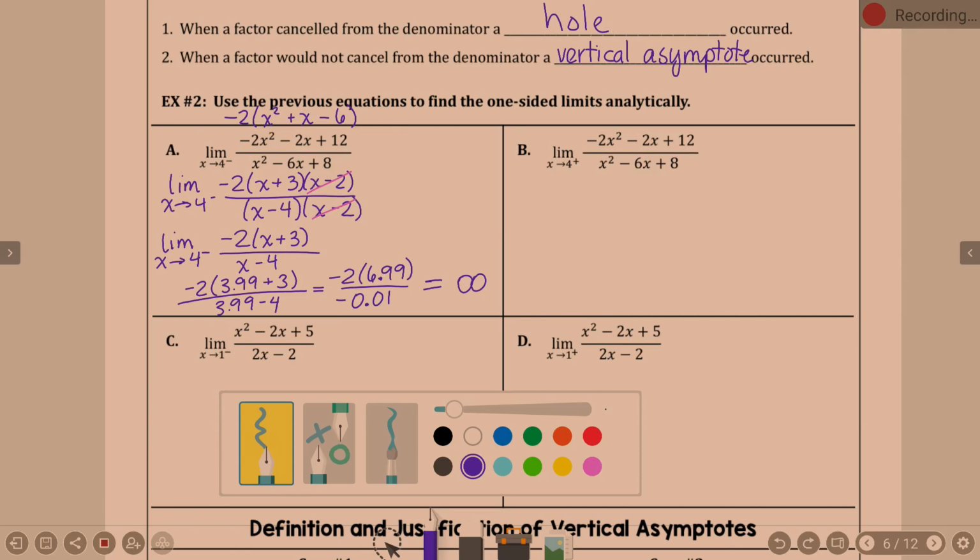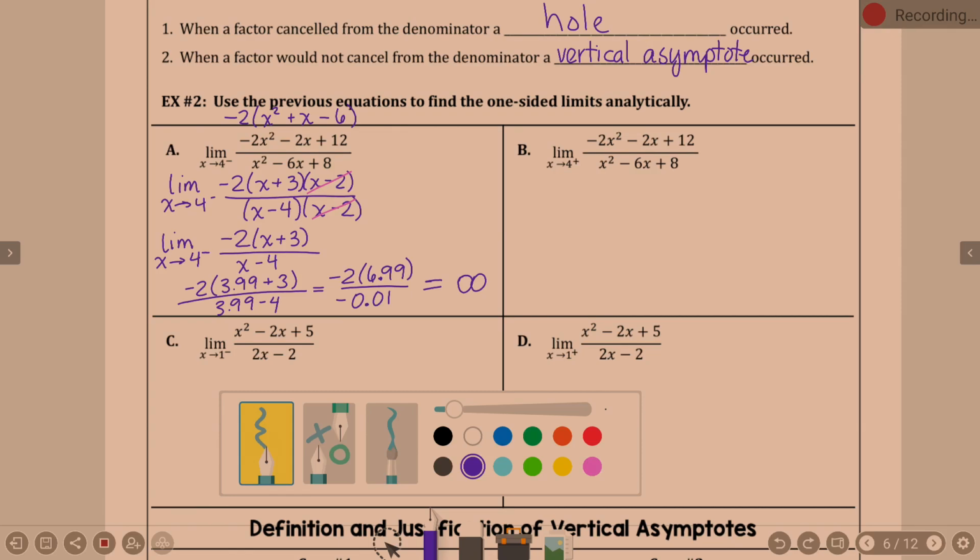The limit as x approaches 4 from the left is what we just did. So what does the 2 have to do with anything? The x minus 2 canceled out. It didn't matter in this case. So here's the deal. It only matters when it matters. It doesn't matter when it doesn't matter.